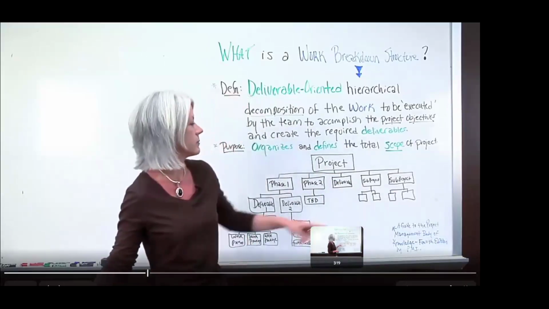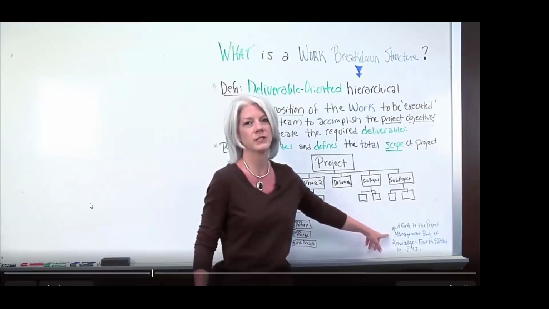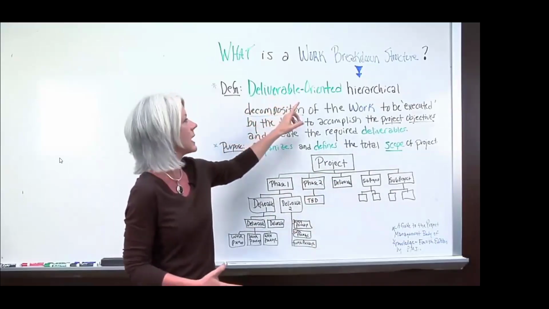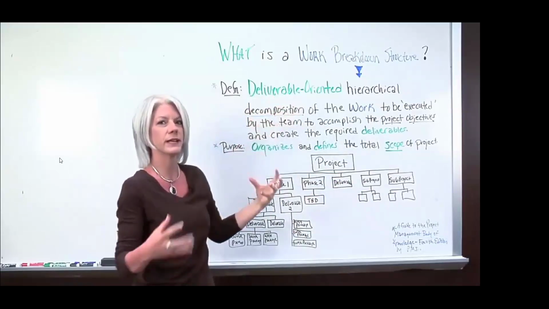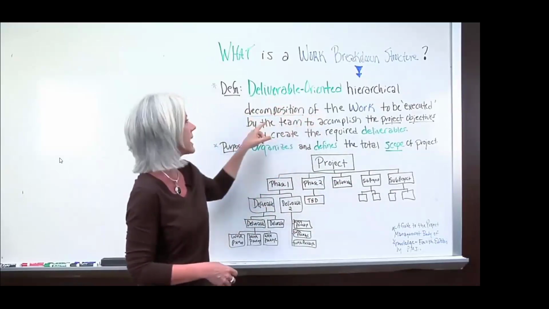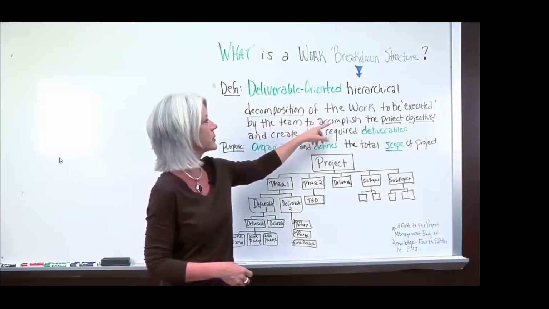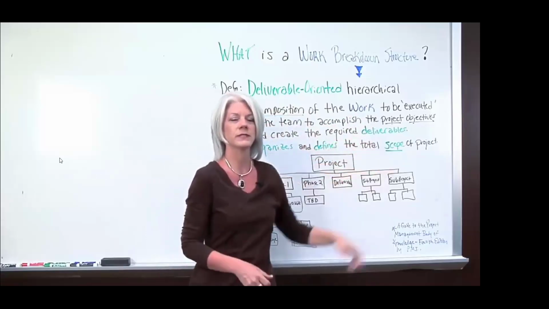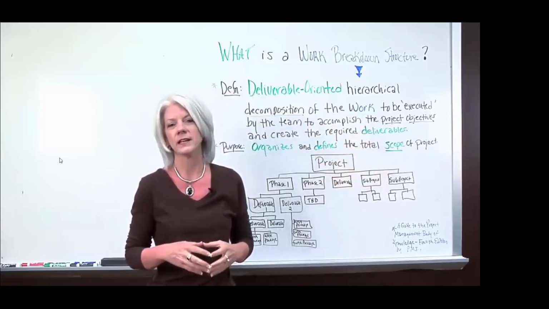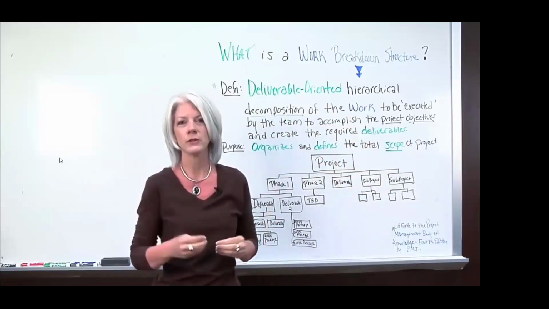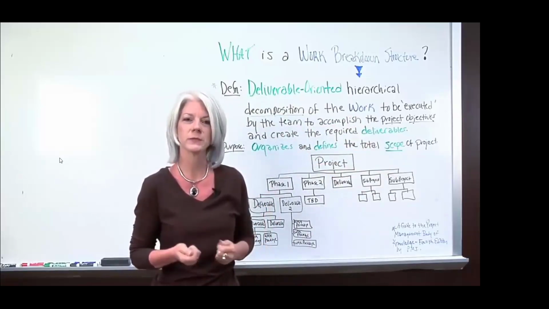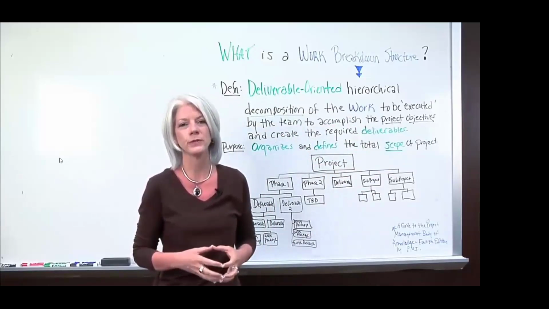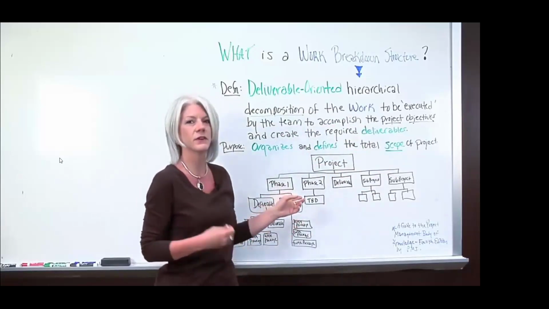So what PMI and the Guide to the Project Management Body of Knowledge, the PMBOK guide, says a work breakdown structure is a deliverable-oriented hierarchical decomposition, so we're breaking something apart, of the work to be executed by the team to accomplish the project objectives and create the required deliverables. Many times I see the teams get confused because they lose essence of why are we doing this project? And specifically the reason we're doing a project is to produce the deliverables. So this is a very important piece.